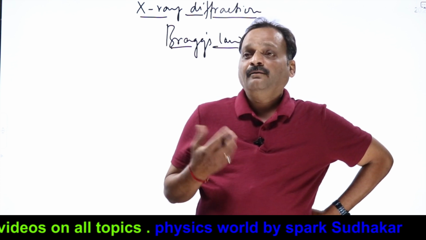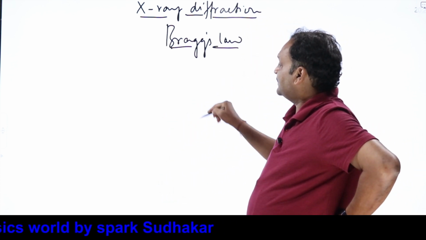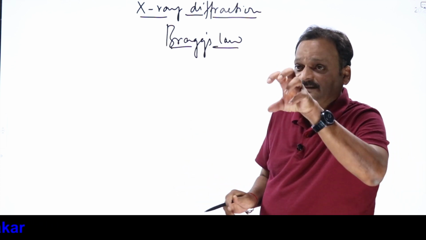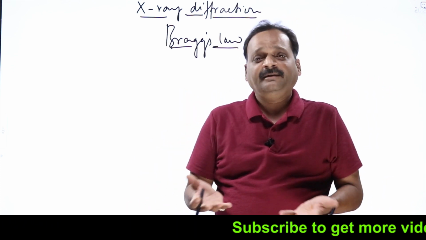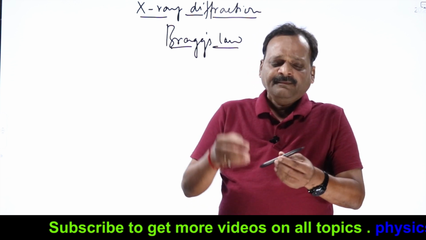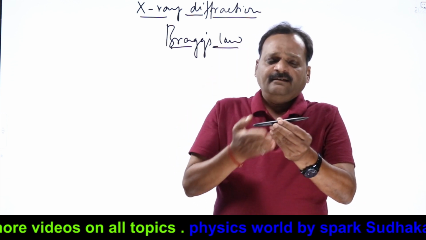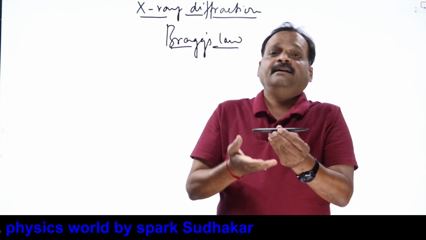Then how are we able to tell that in diamond the structure is like this? In NaCl, Na+ is here, Cl- is here, like that. How do we know all these things? You may be getting a doubt: when I cannot see something, microscopically inside, how are we able to tell the atomic structure?